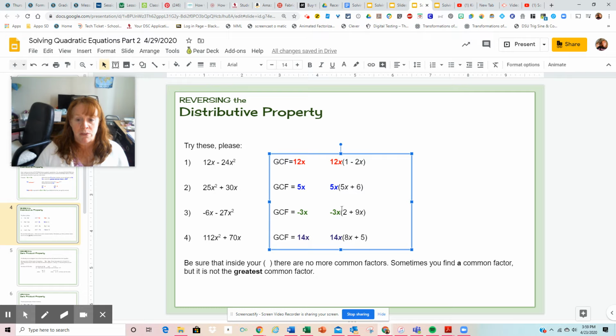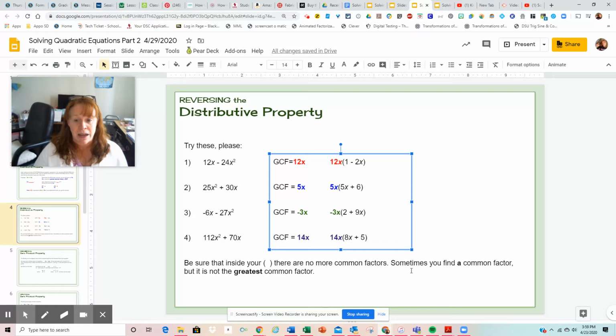If I were to multiply these back out, this is how you check. If I was to multiply these back out, I better get back to where I started. So double check that. Do that little rainbow thing as you distribute that, and make sure that you get what you started with, because those should be equivalent expressions. So that's how you know.